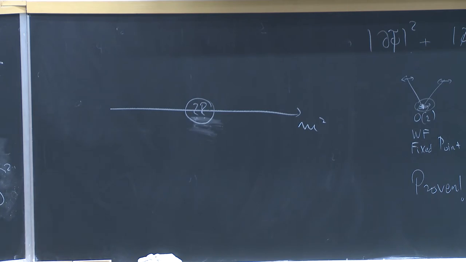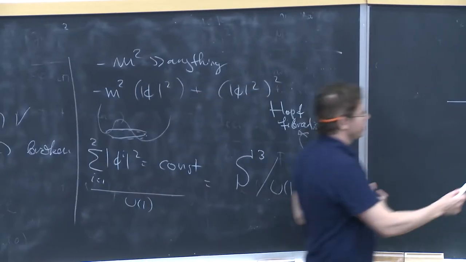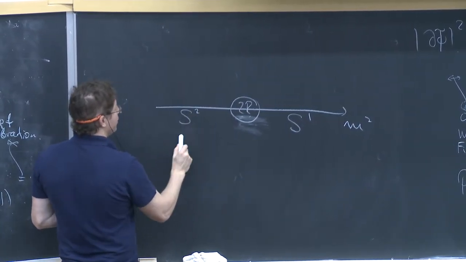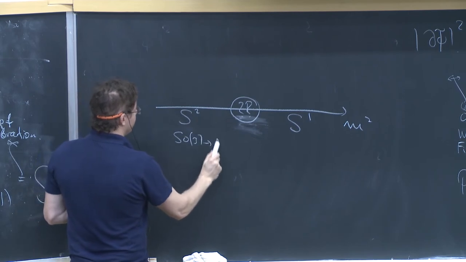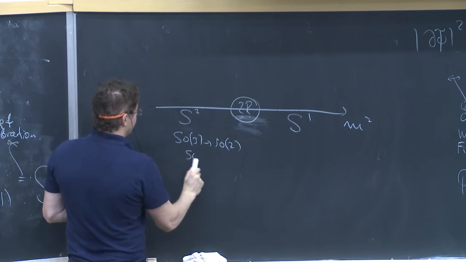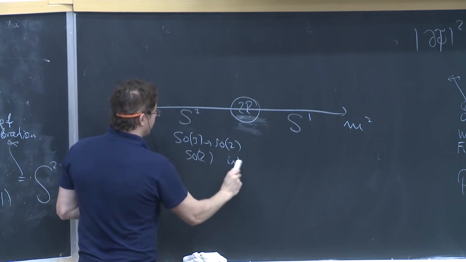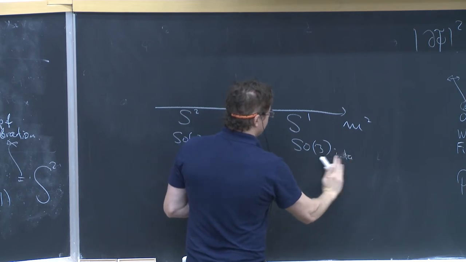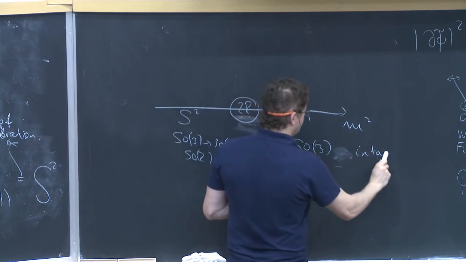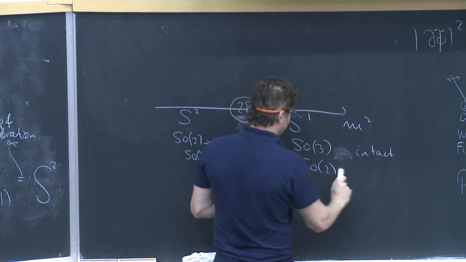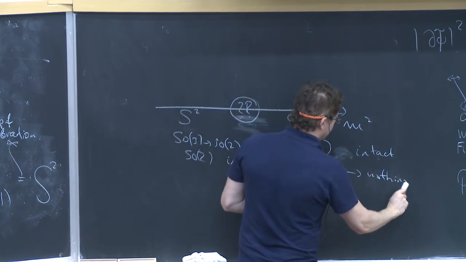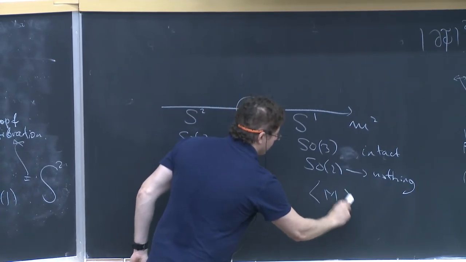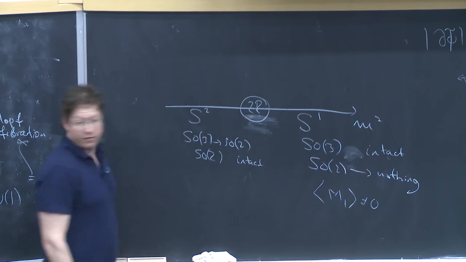For huge positive M squared, we concluded that there is an S1 Goldstone boson. And for huge negative M squared, we have an S2. So here SO3 is broken to SO2, and SO2 is intact. And here SO3 is intact, and SO2 is broken to nothing. So here there is monopole condensation, as always, in the Polyakov phase.